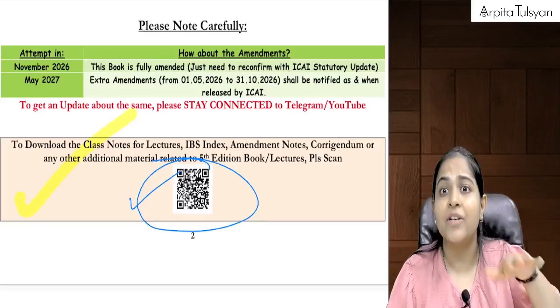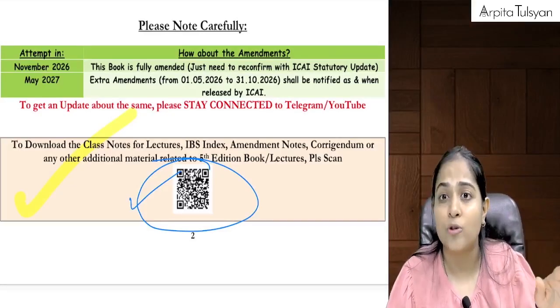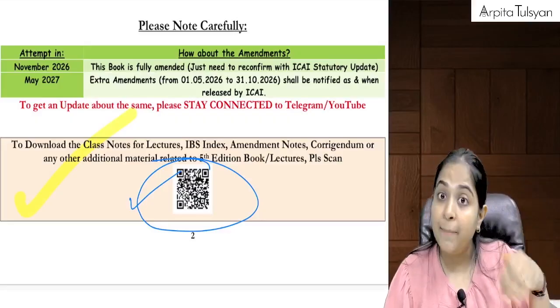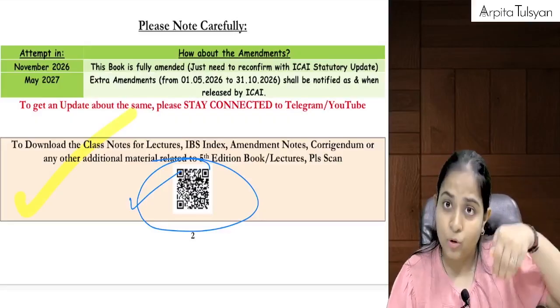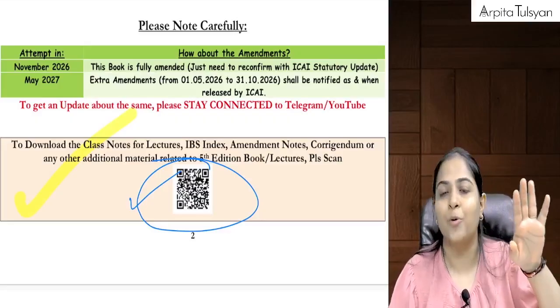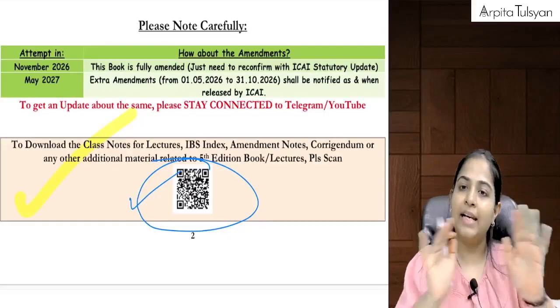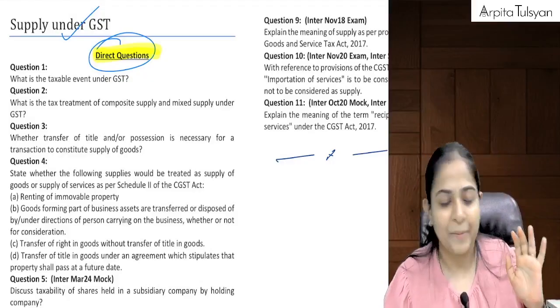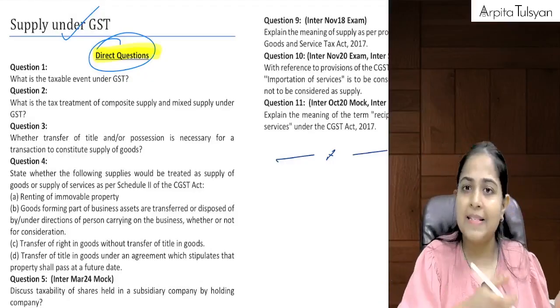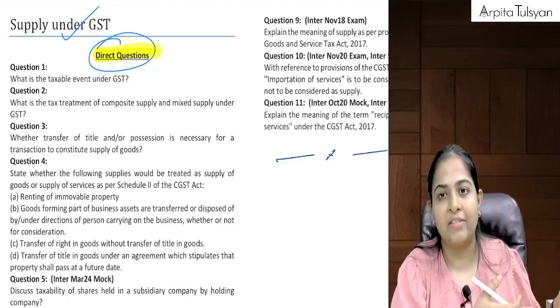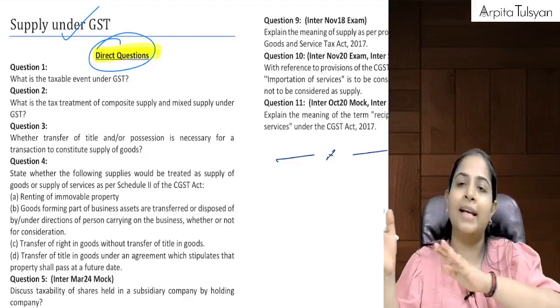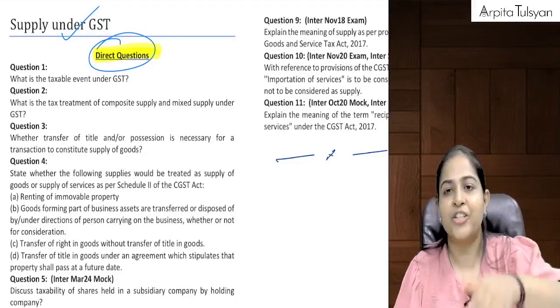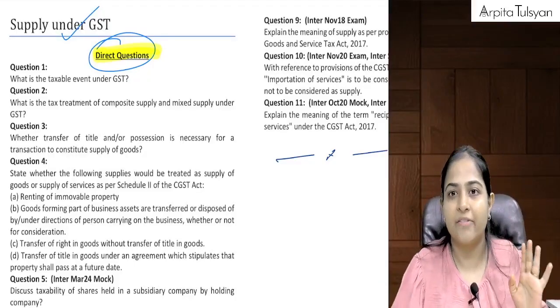Like the lectures index is also included there, class notes will also be included there, IBS index will also be included there, solution to direct questions will also be included. Just one link where everything related to your batch, your books will be available. This QR code will take you to your Google Drive link, or alternatively you can go to our website's free resources section, and there also you will find all these things available.